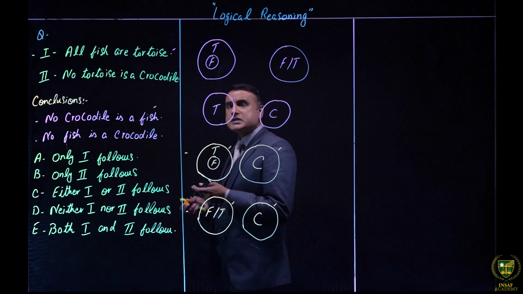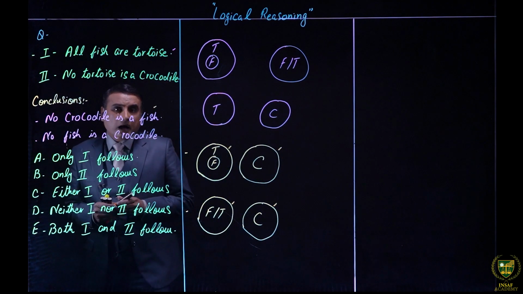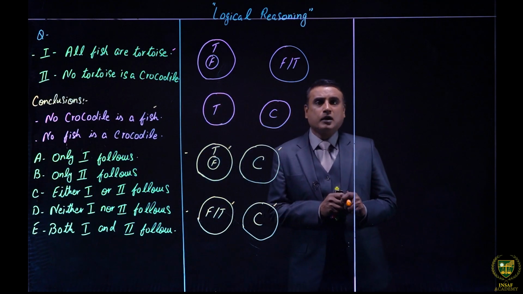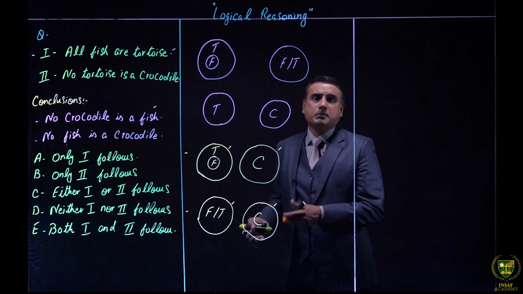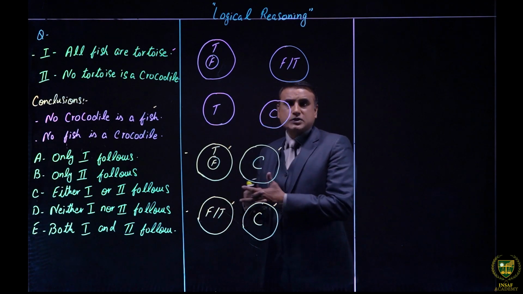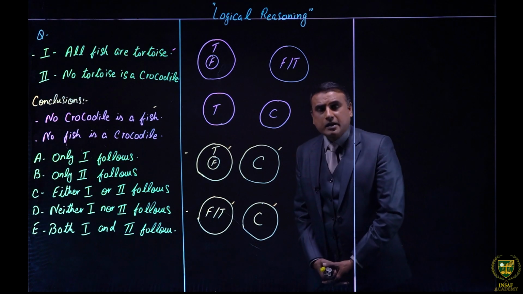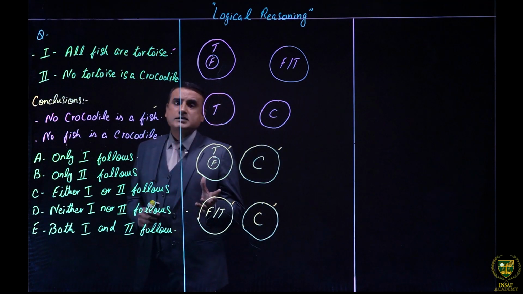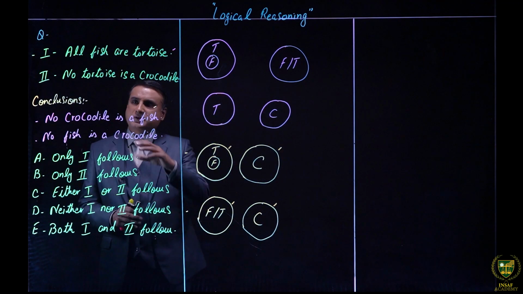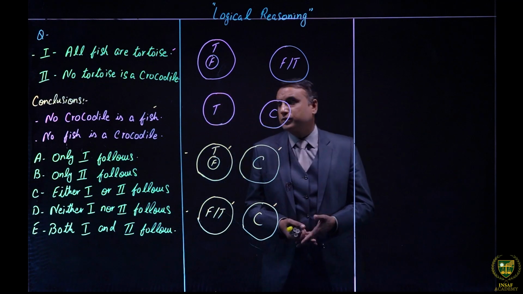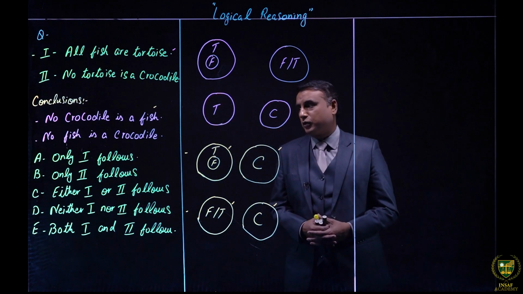So, jo universal negative honge na, that are the easiest to solve. Wo sabse zyada aasan hai, because they'll have the minimum shapes to handle or to tackle. As you can see in this question, and we have seen the same in the previous question as well. So, no crocodile is a fish. That is true. And no fish is a crocodile. That is also true. And that is true in both these cases.